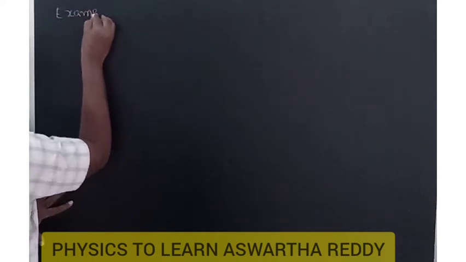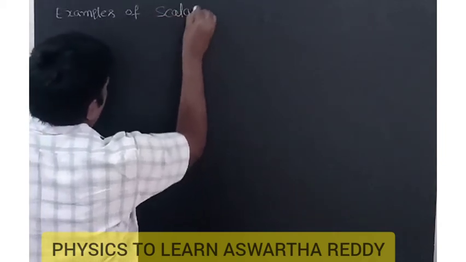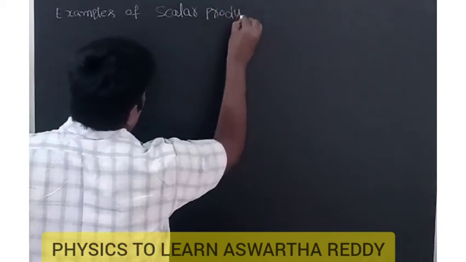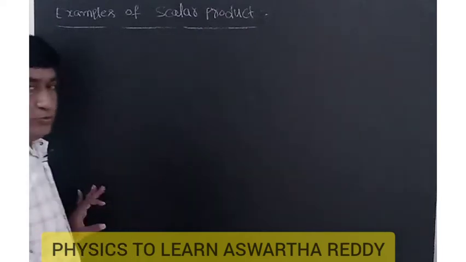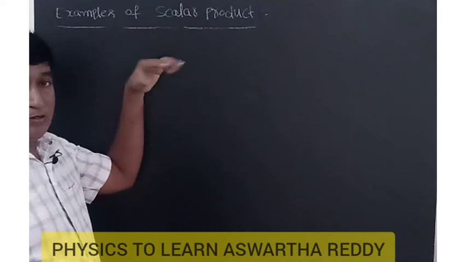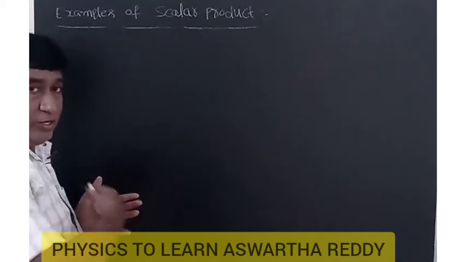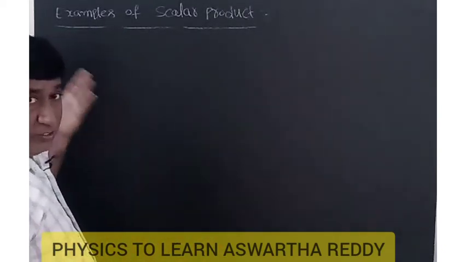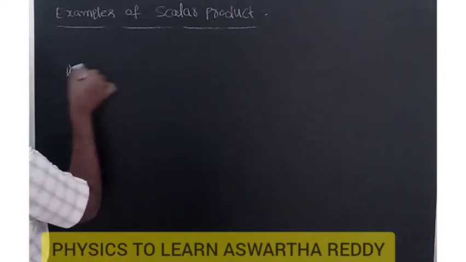So next one is examples of scalar product. Actually, this scalar product in CBSE is given in the chapter Work, Energy and Power. But here we are discussing the vectors, so in that I am discussing the scalar product. So examples for scalar product I can take here as, first one is work done.